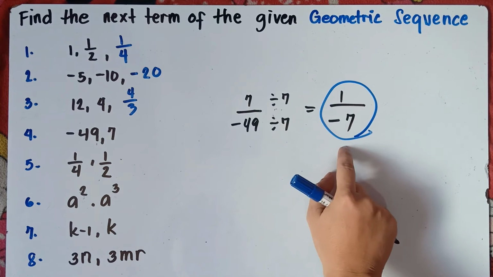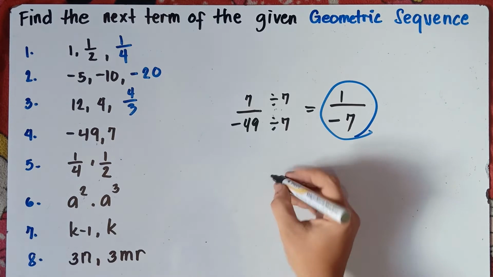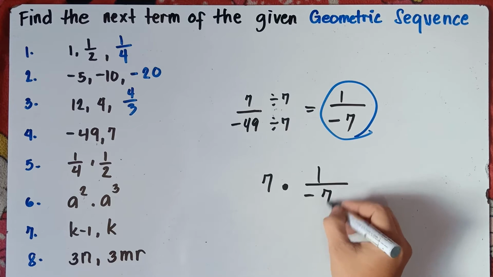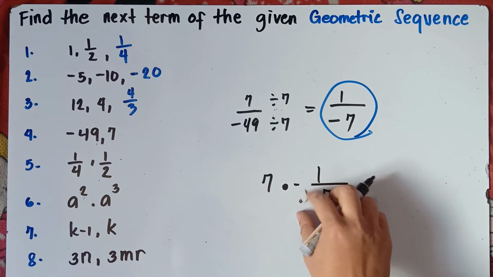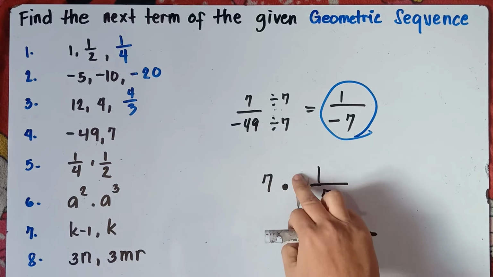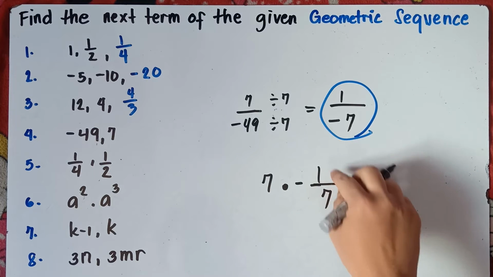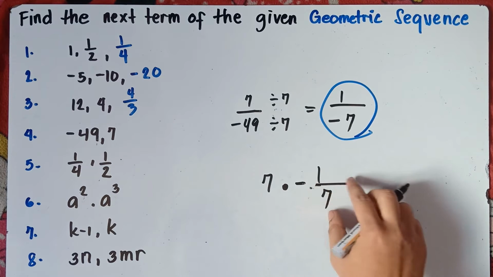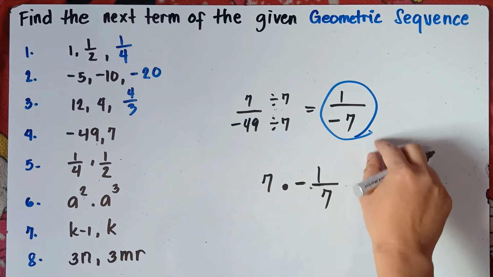Now once you get the common ratio, you can simply multiply it by 7. So 7 times 1 over negative 7. You can actually put the negative sign, class, in the middle part. That's actually okay, class. You can put the negative sign on the upper part or in the middle part or in the bottom part, because if you divide a positive number by a negative number, the answer is always negative. I will just put it here in the middle part. Negative 1 over 7 for the common ratio.